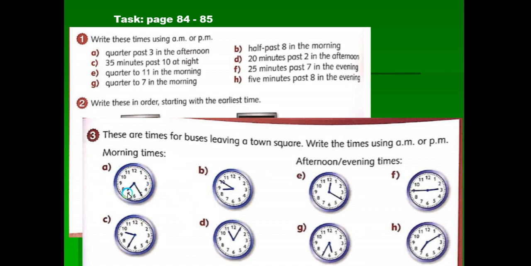The time here is 7:25 a.m., and here is 8:50 a.m. All right.